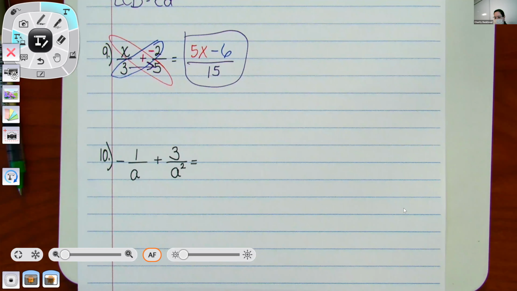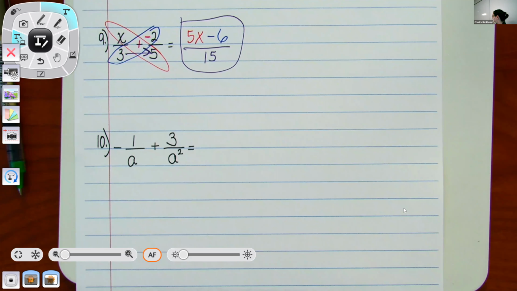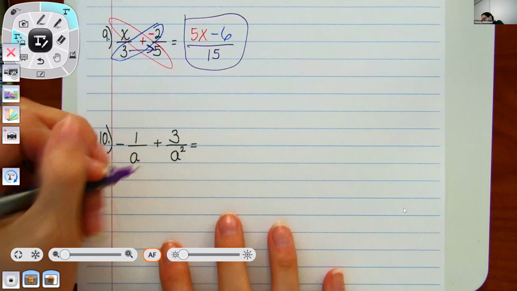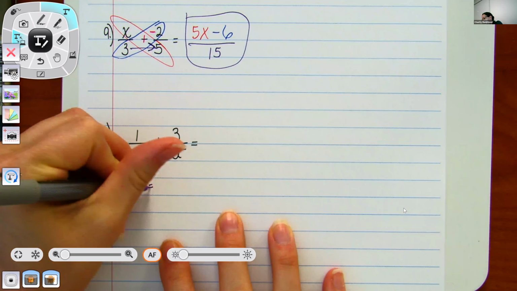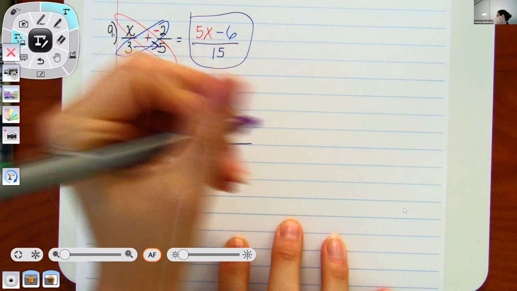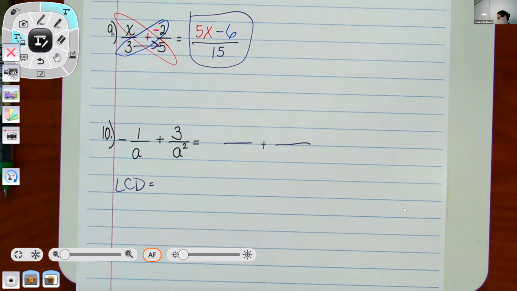Number 10. So if I look at those two denominators, they definitely have a common factor of A. So A would be the greatest common factor between those two. But what would be the LCD? Whenever you're trying to figure out the LCD, if one of your denominators goes into the other one, then that other bigger one is your LCD.